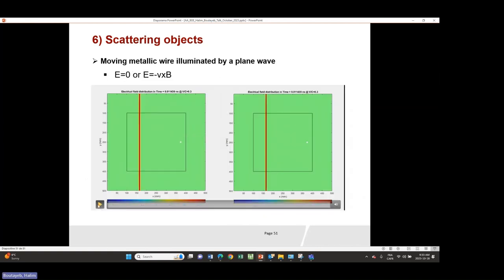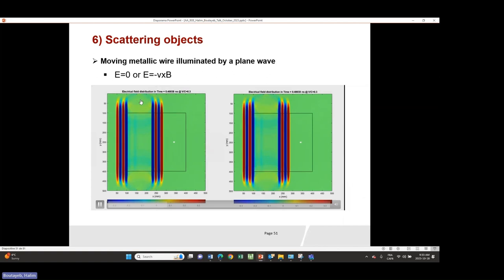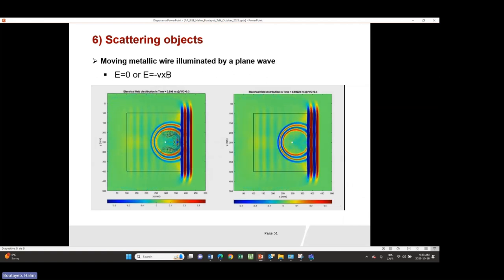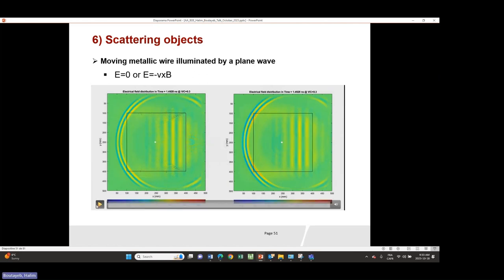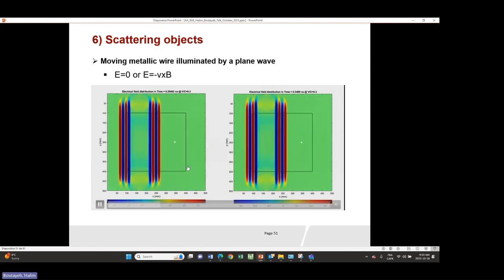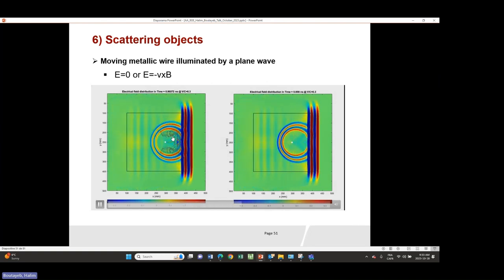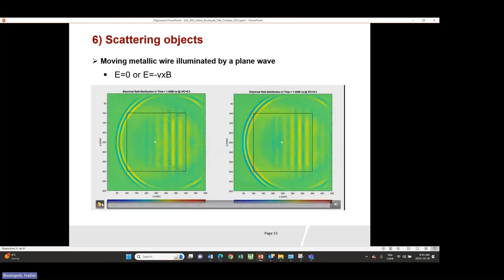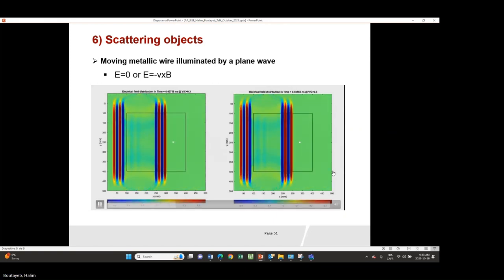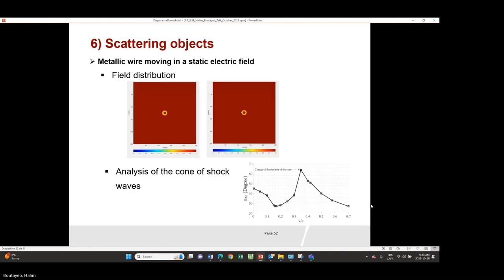Here I plot two cases, where E equals zero or E equals minus Vx. But we think it should be in between, or maybe E equals zero is correct. We can see the difference. Here we can see some waves that look like shock waves, because we have some transmitted wave inside the metallic wire. Here we have a static electric field, and we move the metallic wire, and we can also analyze the shock waves here.